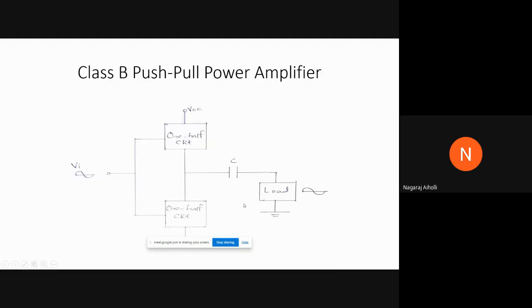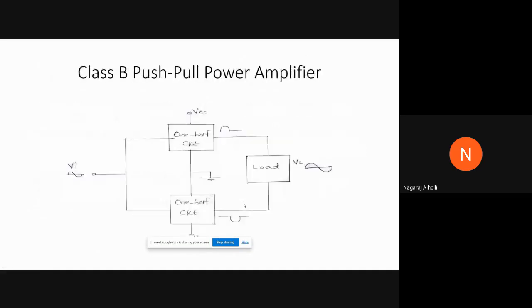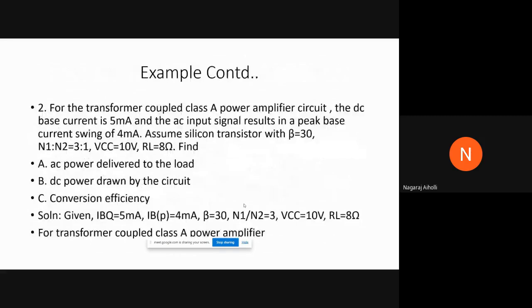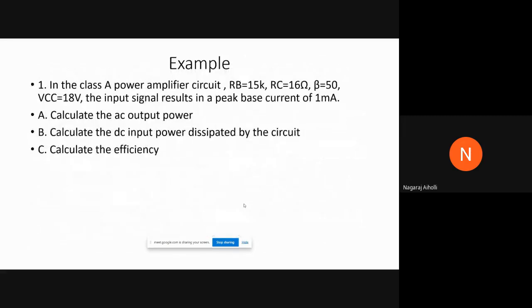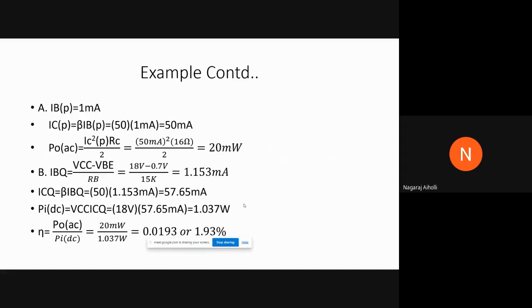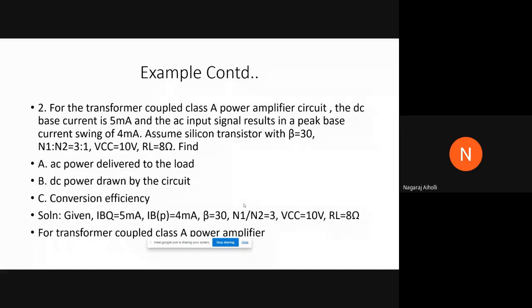In today's class, we discussed two examples. One example on a Class A power amplifier circuit, and the other on a transformer coupled Class A power amplifier circuit, where we obtained the values of AC power delivered to the load and DC power drawn by the circuit, and we found the conversion efficiency for each of these circuits. And we also started with the introduction of the Class B push-pull power amplifier circuit.